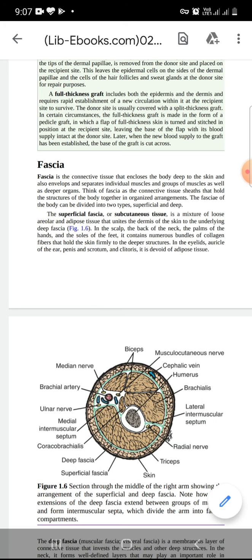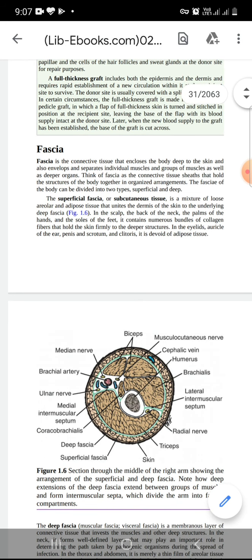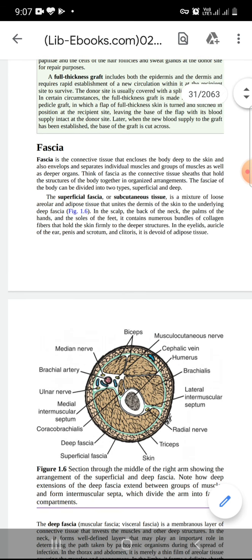brachial artery, median nerve, and the musculocutaneous nerve, biceps muscle, cephalic vein, brachialis muscle, and the radial nerve, triceps muscle, and the lateral intermuscular septum, medial intermuscular septum.